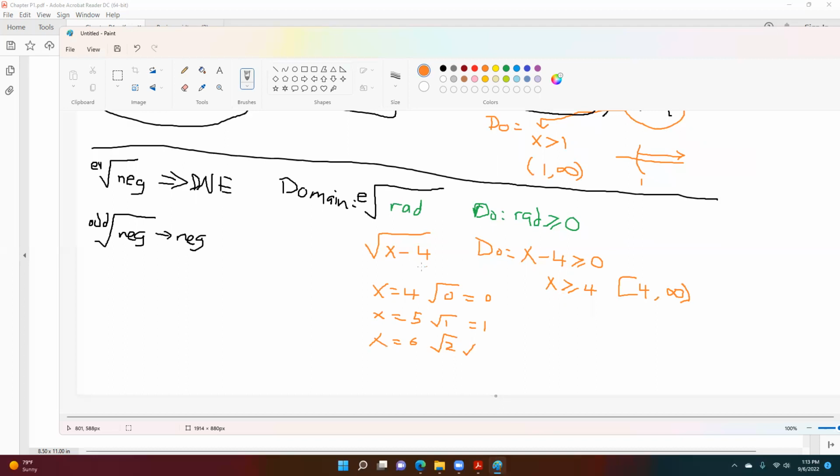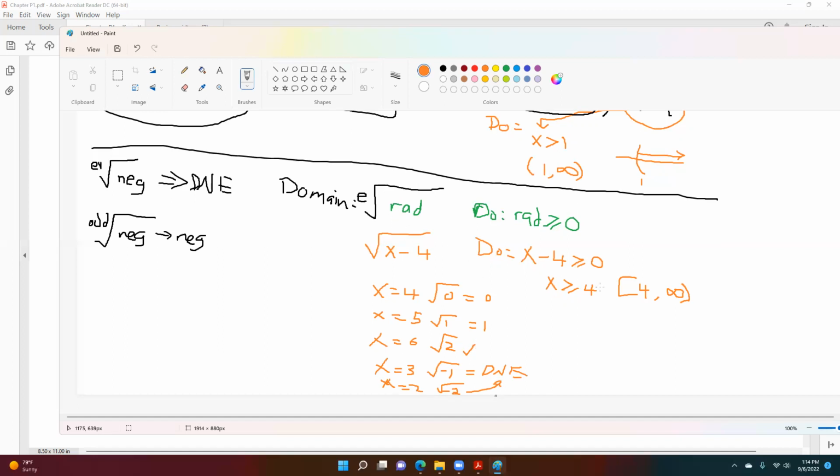However, if you put in any number that is not in this domain from 4 to infinity, let's say you plug in 3, you get negative 1, because 3 minus 4 is negative 1. This is DNE. And when you plug in 2, anything lower than 4, so 3, 2, 1, 0, you find out the radicand is going to be a negative number, and we know that will be DNE.